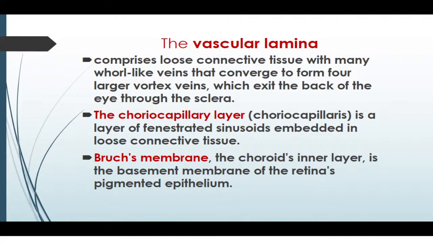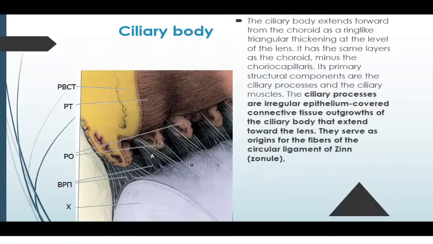Okay, this is the choroid's inner layer, the basement membrane of the retinal pigment epithelium. Well, now the ciliary body. The ciliary body, very well visible here. Look at this one, ciliary body.